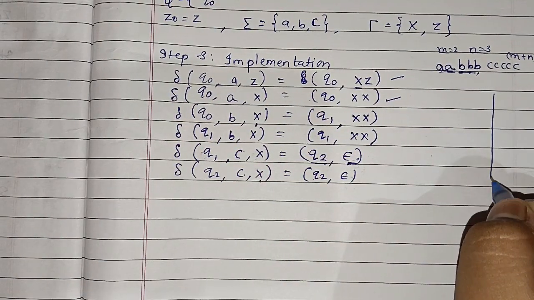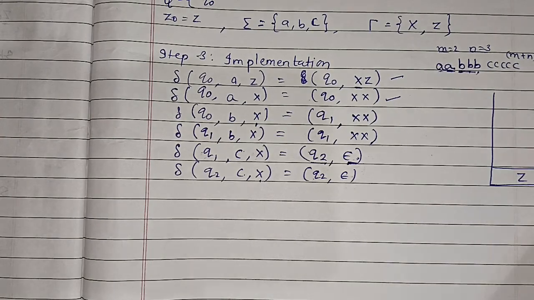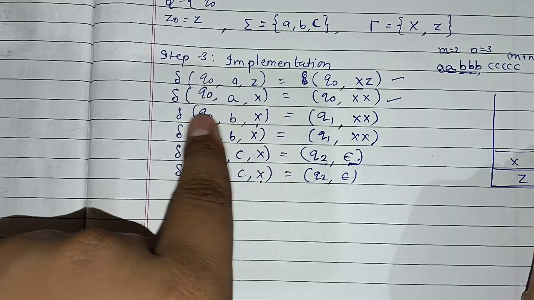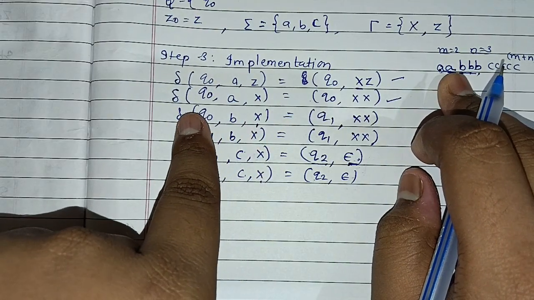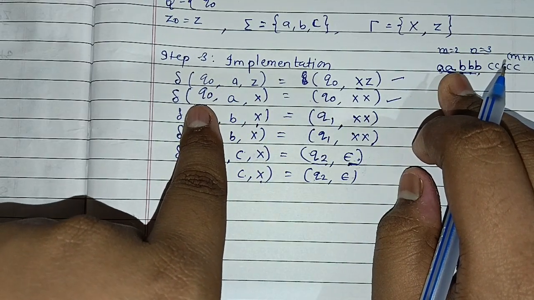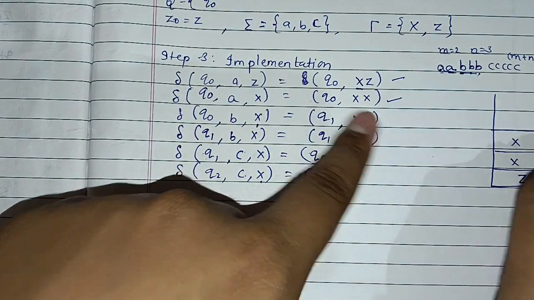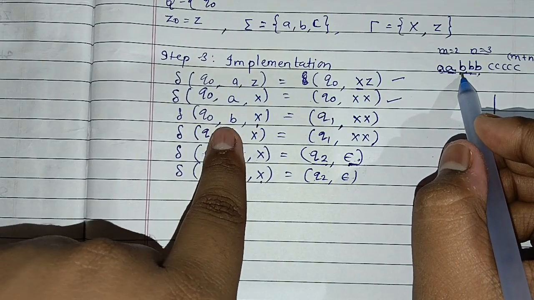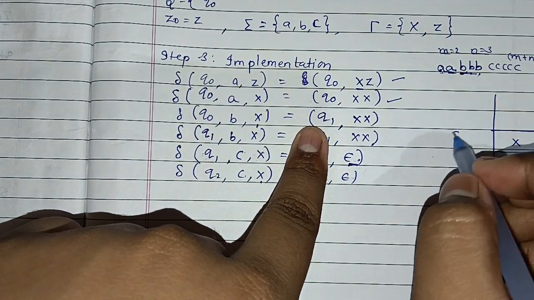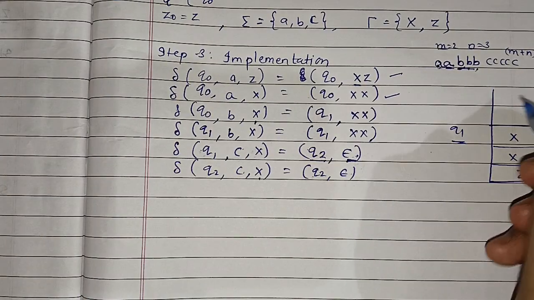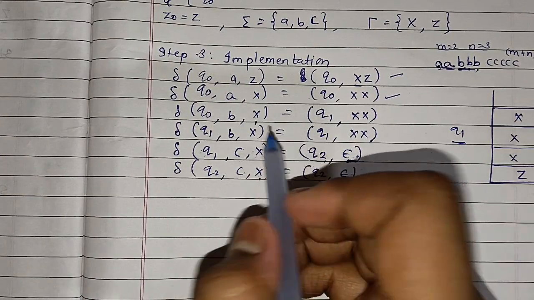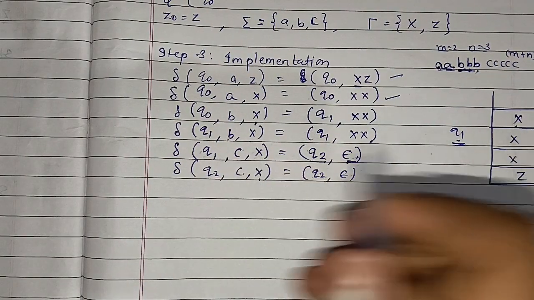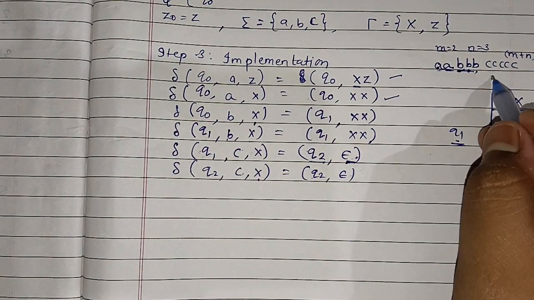I am drawing one stack, so it will be helpful for you. Z, see, A comes, push X. Now for the second A, in the same state Q0, we again push an X. Now B comes in state Q0 BX, so I change the state, now I am tracking state Q1 and push one X. Now the second B comes, this BX, stack top is X, so push X again.